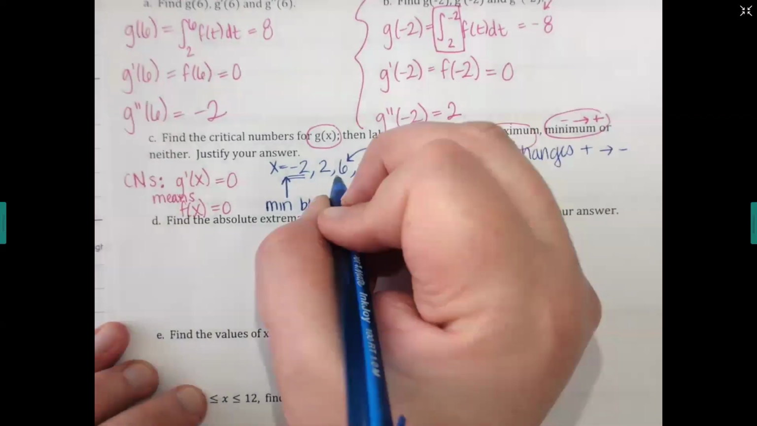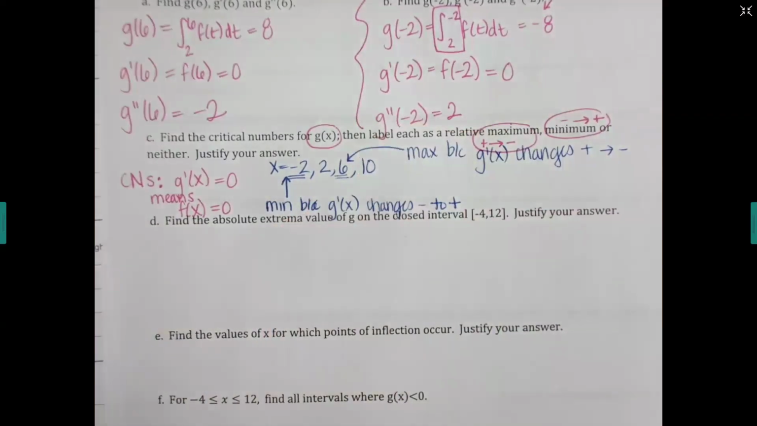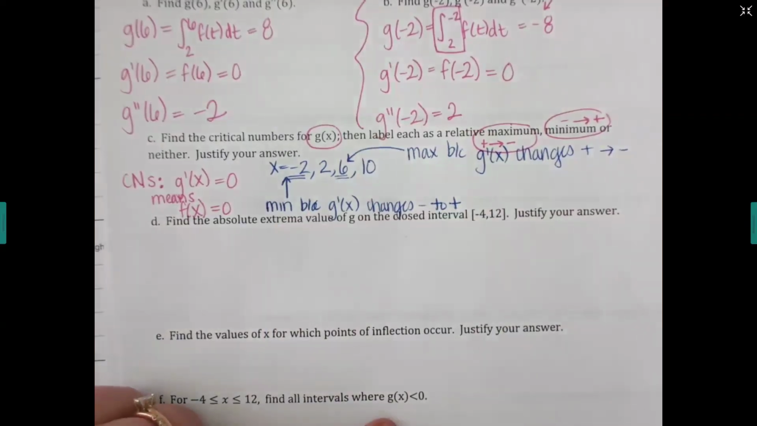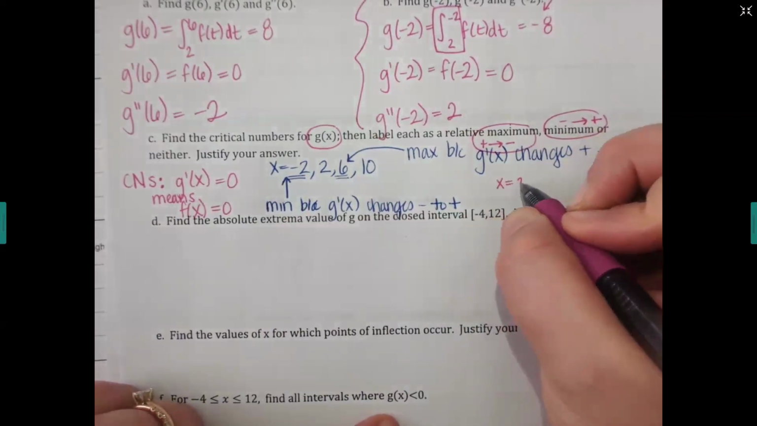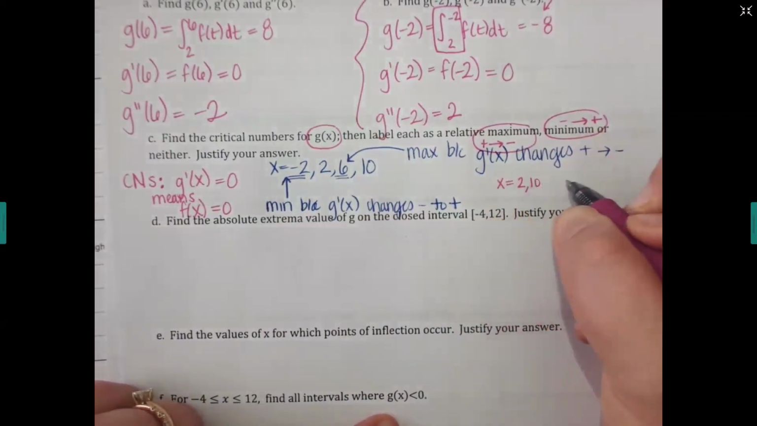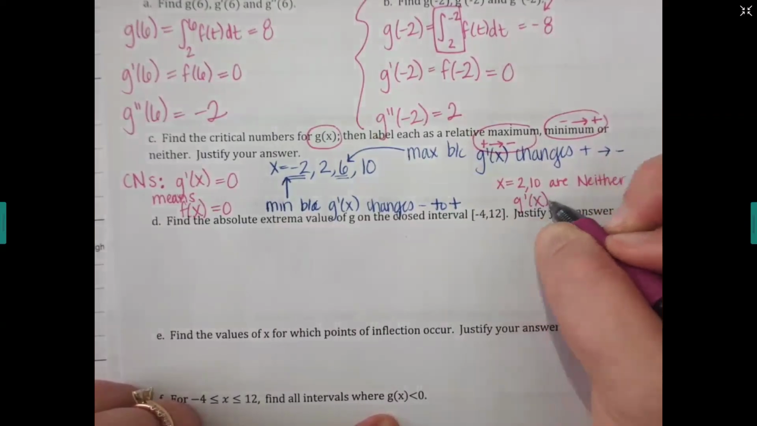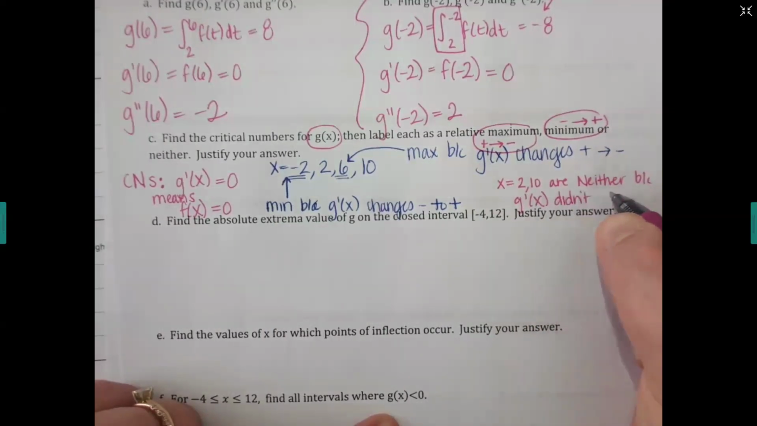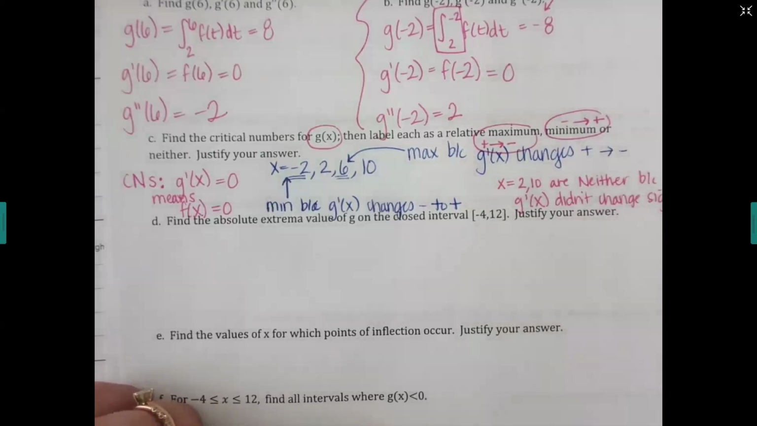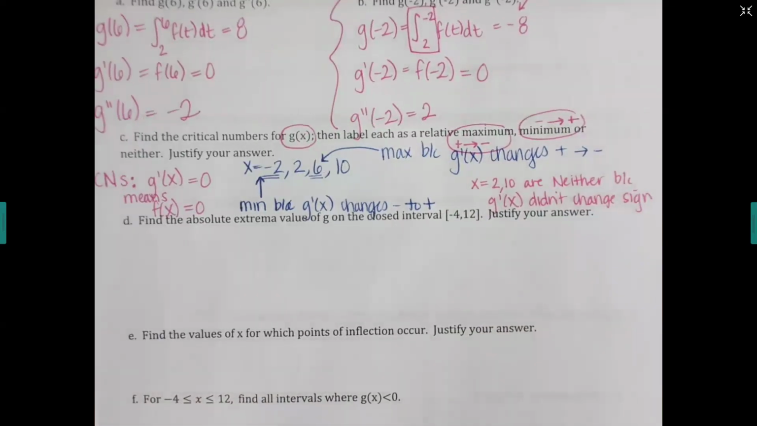Okay, then the other 2 numbers that are left, the 2 and the 10, we said those are both neithers because g prime did not change sign. So because I ran out of room, I'm just going to put them here. Are neither because g prime of x didn't change sign. Okay, but then remember, every time we say g prime, we're really talking about f, which is the y values on the graph that we're looking at.